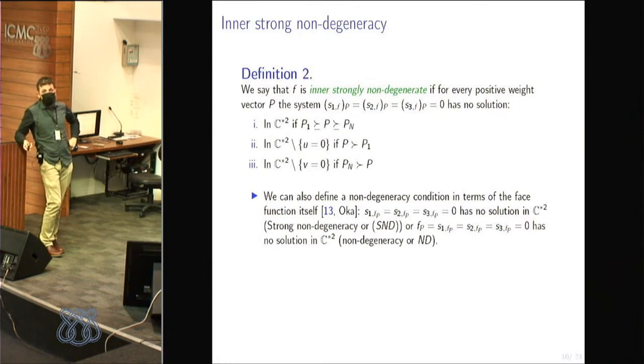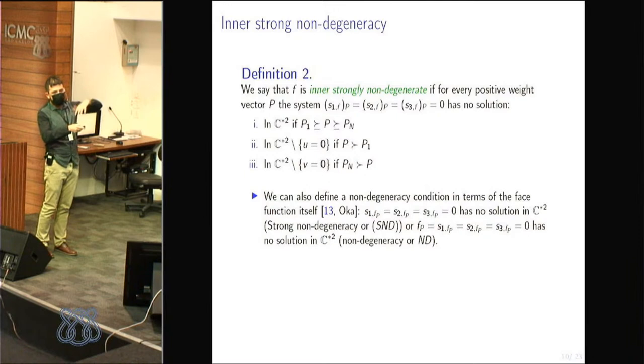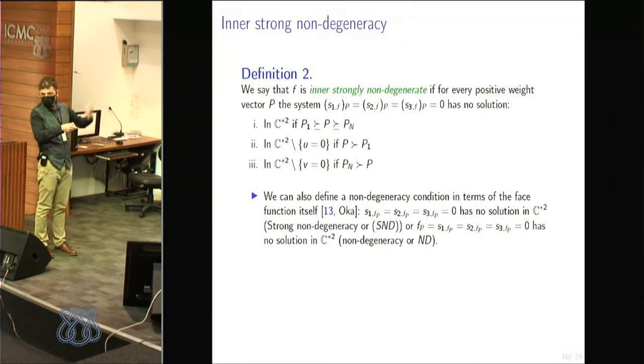One difference between the classical non-degeneracy condition and the inner strong non-degeneracy is the following. We can also define the non-degeneracy as Oka works. This one is different: this is the system that defines the singular set of F, and these are the phase functions of the system that defines the singular set. These two equations are not always equal, okay? Then these two notions are different.